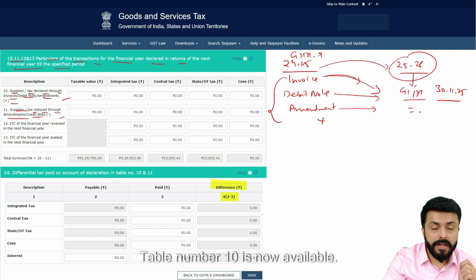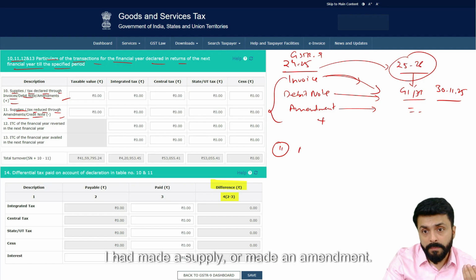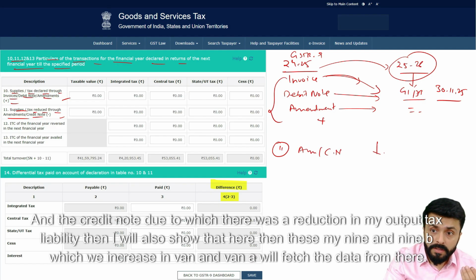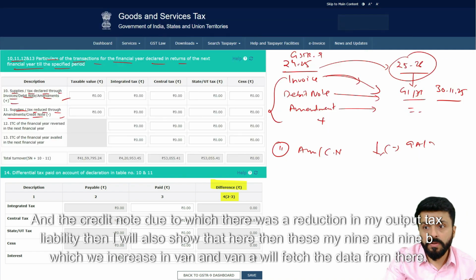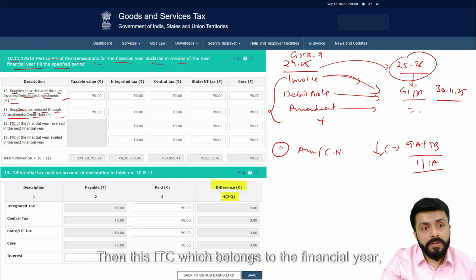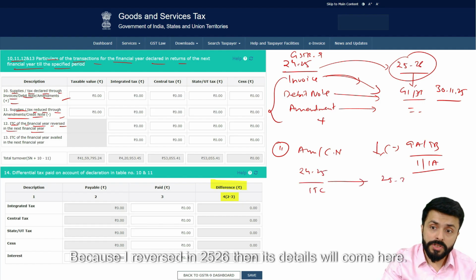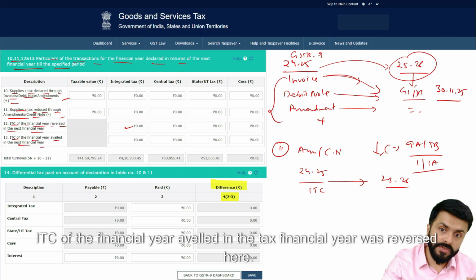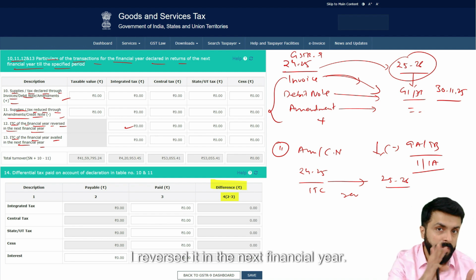Table number 10 is now available. What will I show in table 11? Tax reduced through amendment or credit note. I had made a supply or made an amendment, and the credit note due to which there was a reduction in my output tax liability, then I will also show that here. Then for my 9 and 9B, which we increased, the system will fetch the data from there. Then this ITC which belongs to the financial year but we reversed in the next financial year, the ITC of 24-25, because I reversed it in 25-26, its details will come here. ITC of the financial year availed in the financial year was reversed here. In the current financial year, I reversed it in the next financial year.